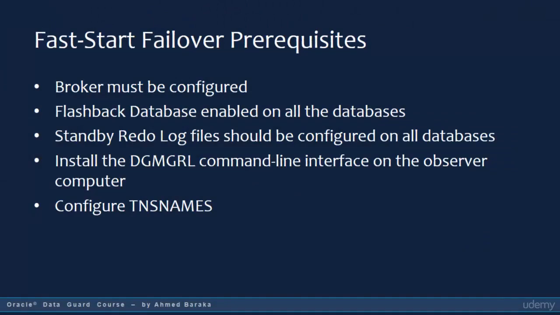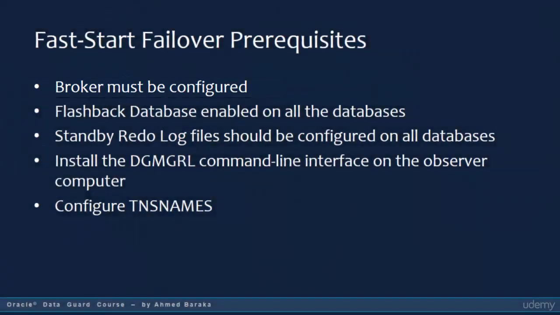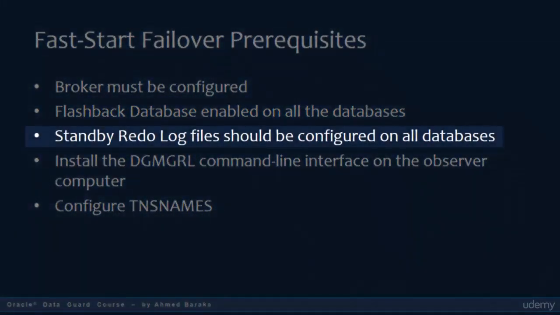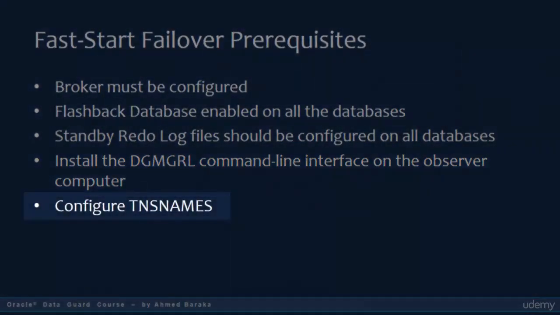To use FSFO, the broker must be configured in your DataGuard implementation. Also, the flashback database must be enabled on all the DataGuard databases. Standby redo log files must be configured in all the databases in your configuration. Install the DGMGRL command line interface on the observer computer and configure the tnsnames.ora file in the observer system so that it can connect to the primary database and to the pre-selected target standby database.